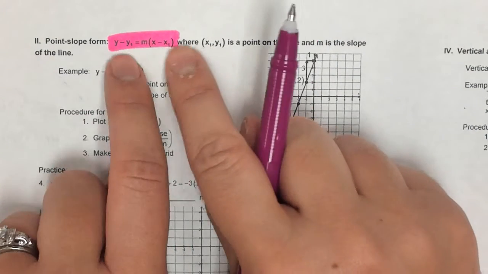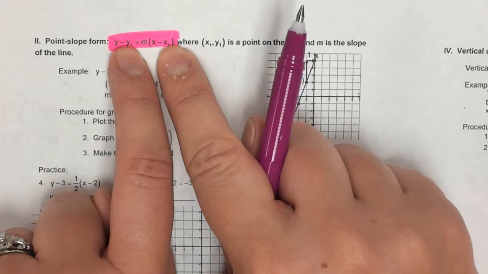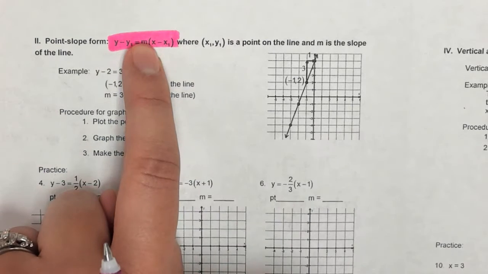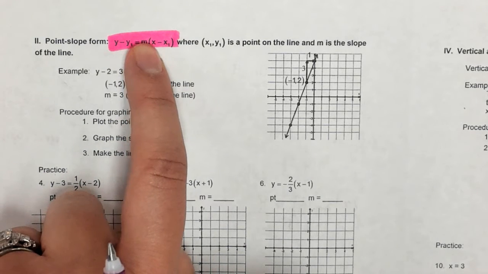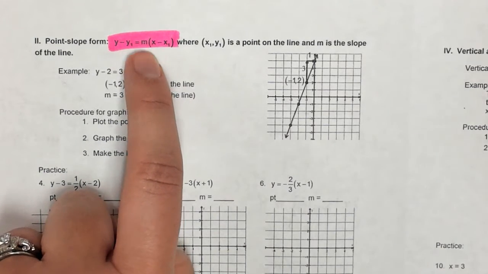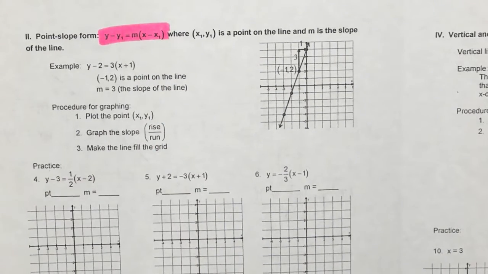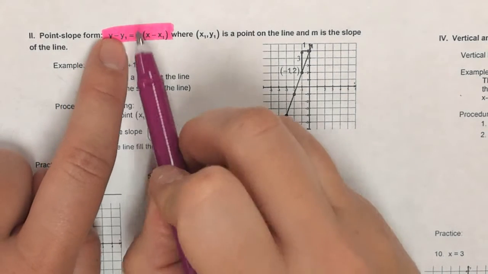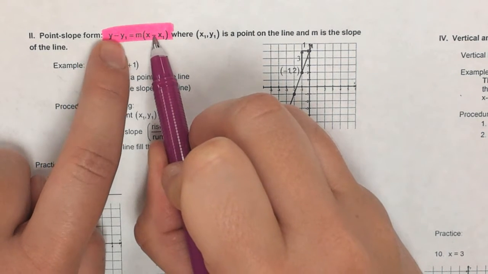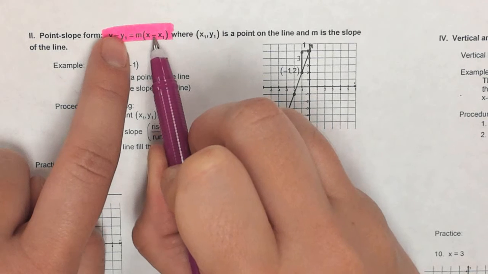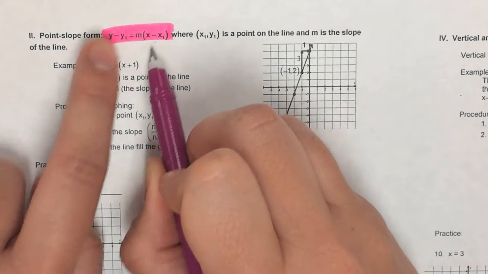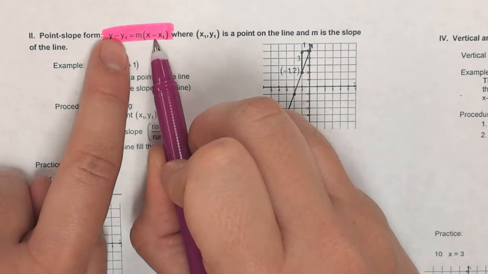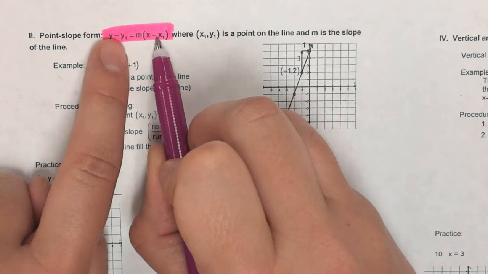So x1 and y1 are going to be replaced with actual numbers. And this x and y just stay x and y. And what is m? The slope, right? Universal variable for slope. What you need to remember is that these minus signs are part of this formula. They're not indicative of the number that x1 and y1 are. They're part of the formula. So that makes it tricky when we figure out what they are.